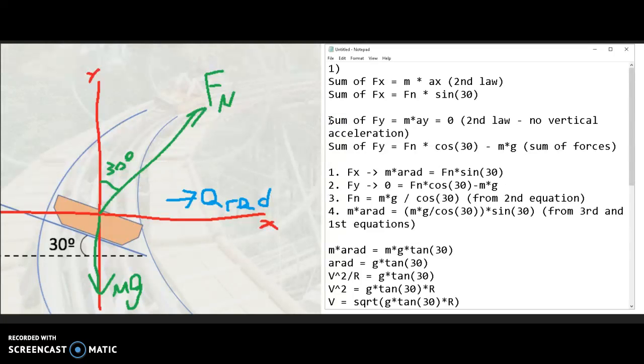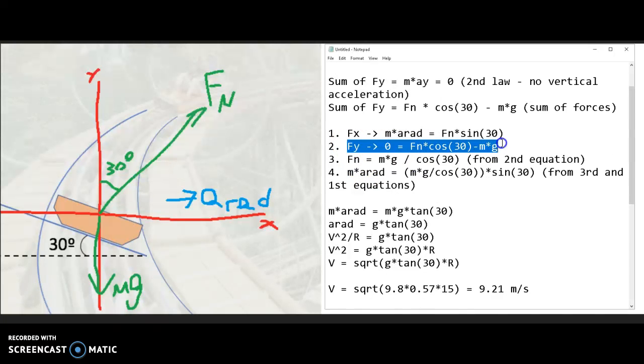Same thing happens with our y. We use Newton's second law. We don't have any acceleration in our y direction, so this is equal to 0. The other y components we have are gravity in the downward direction and the y component of our normal force in the positive direction. So we have this subtracted from this, and that gives us this equation.